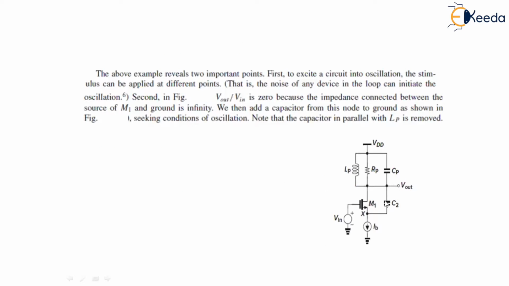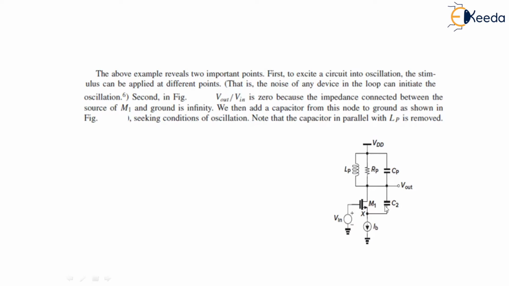Let us see two important points about this particular circuit. First, to excite a circuit into oscillation, the stimulus can be applied at different points. That is, we have already considered that the noise of any device in the loop can initiate oscillation. The second point is that, as shown in this figure, V out over V in is 0 because the impedance connected between the source of M1 and ground is infinity.